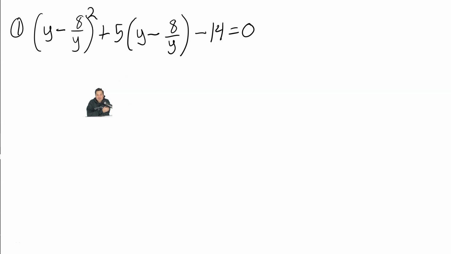In this one, let's take a look at solving this quadratic equation. So first, let's make an observation. y minus 8 over y, and then also another y minus 8 over y occur in two different positions. And it's the same expression, y minus 8 over y. And notice beyond that up here, there's an exponent of 2. Then you have a number 5, minus 14, and the whole thing is equal to 0.